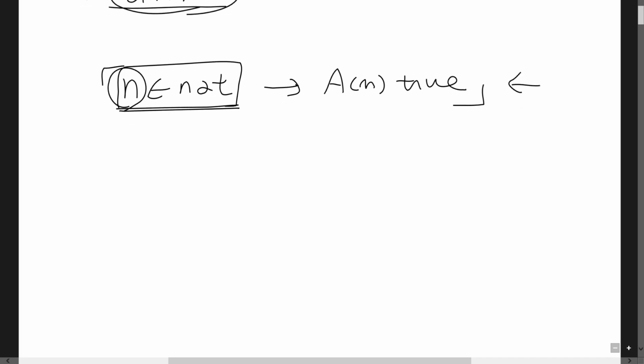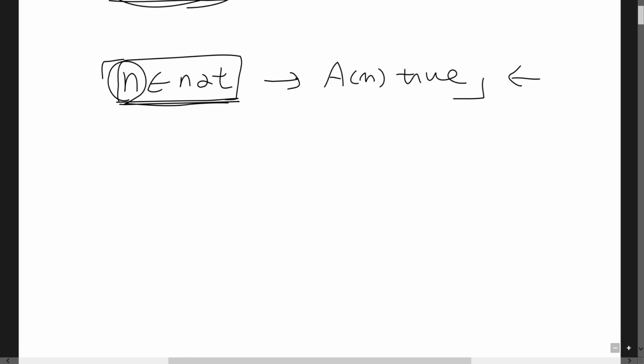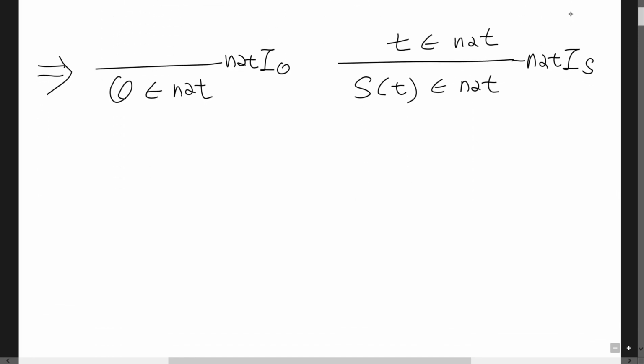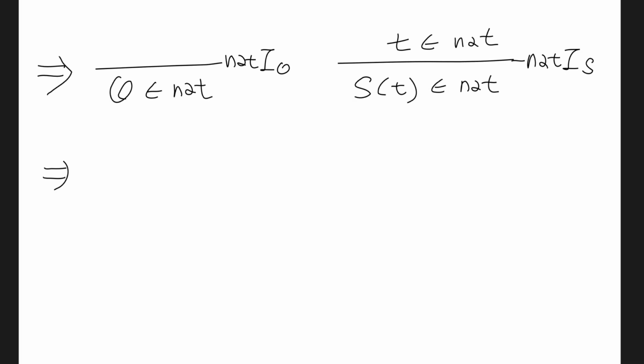So we have two introduction rules for this judgment. The first is 0 belongs to data type NAT, and this is the NAT introduction rule for 0. And we have another introduction rule: successor t belongs to data type NAT if term t belongs to data type NAT. This is the natural number introduction rule, successor case. So we have these two introduction rules. Now we'd like to derive an elimination rule that allows us to apply induction on terms of data type NAT directly.